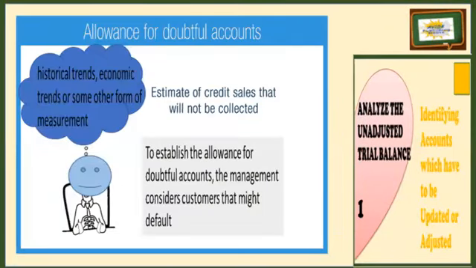So the estimate is determined by management, and it is based on a percentage of accounts receivable or sales. The percentage rate may be based on historical trends, economic trends, or other forms of measurement. So it's a management decision to set up the percentage of accounts receivable or sales as allowance for doubtful accounts.